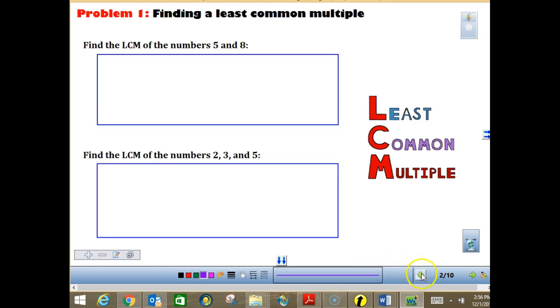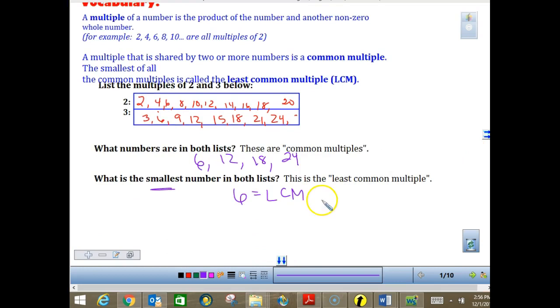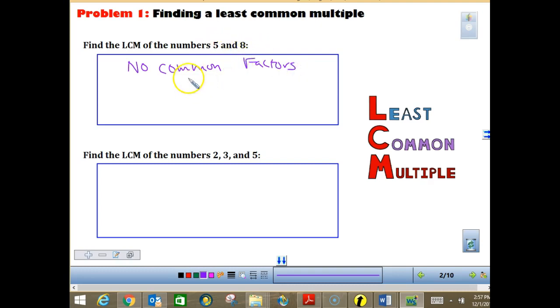Now, I don't always have to make a list like I did here, because if I'm looking at 2 and 3, those are special numbers, they're both prime, they have no common factors. So isn't the least common multiple actually just taking 2 times 3, and it gives me 6, okay? So when I have no common factors, right, no common factors, do 5 and 8 have anything in common? Factors of 5 are 5 and 1, it's a prime number, right? And factors of 8, the prime factors are 2 times 2 times 2. Do these have anything in common? Common factors.